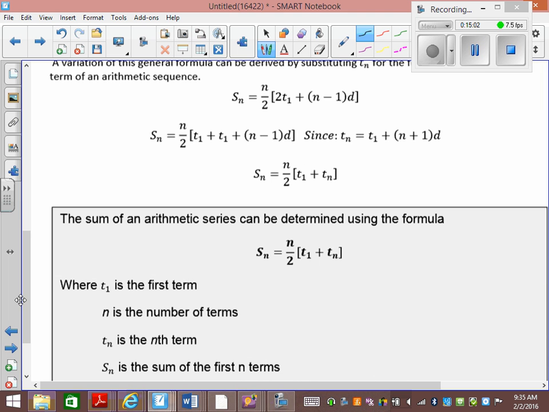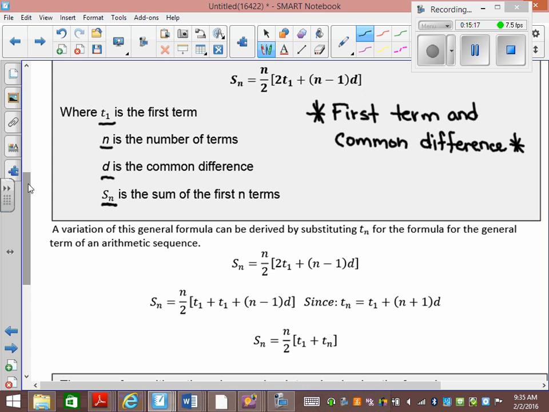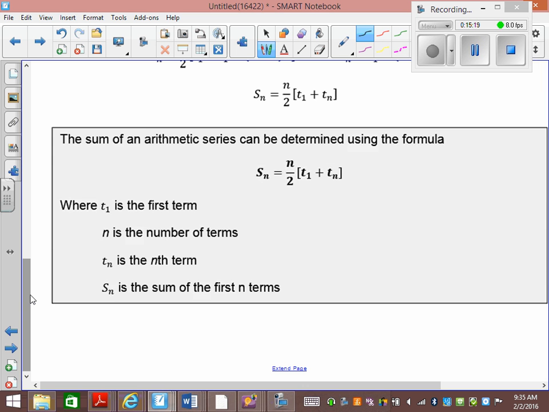Sn equals n over 2, t1 plus tn. Now this one looks a heck of a lot easier than the other one, right? The catch is that you can't use either of them all the time. You have to use each of them depending on what you're given. So the last one, if you're given the common difference, basically you're going to use this one. If you're given the last term, you're going to use this one. So if you're given the last term of the series, like this plus this plus this, dot, dot, dot, plus 200, let's say, then you're going to use this formula because you're given the last term, the nth term. Okay? So when you're given Tn, you use this one.